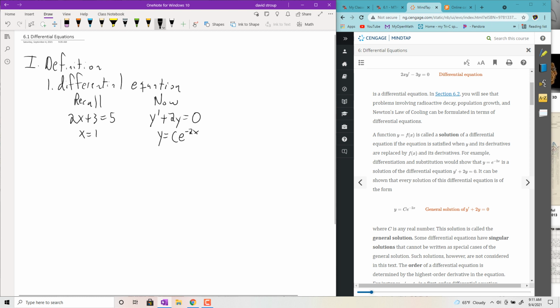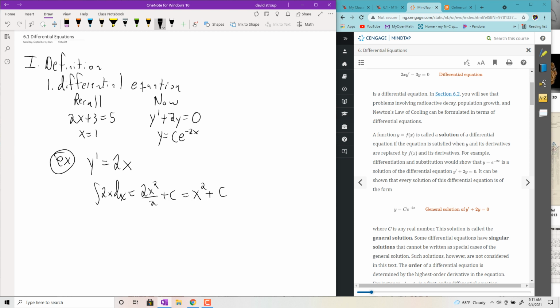Okay, so hopefully differential equations are nothing new. You've seen differential equations before. Anytime you find the antiderivative of something like y prime equals 2x, and this is a differential equation, the solution of that is basically just integrating, right? So if you took the integral of 2x dx, you would get 2x squared over 2 plus c. And of course, that would just be x squared plus c. This thing would be called the general solution to that differential equation.